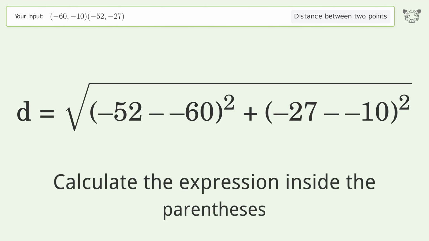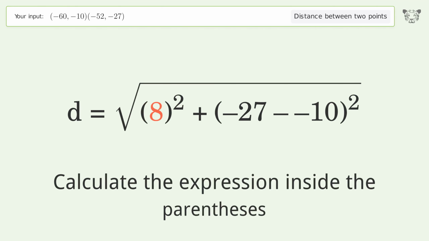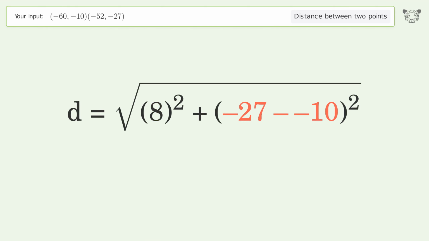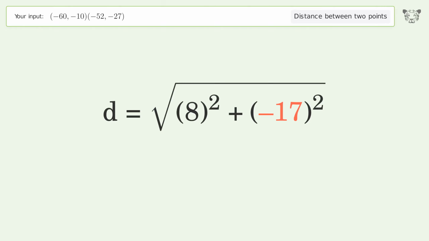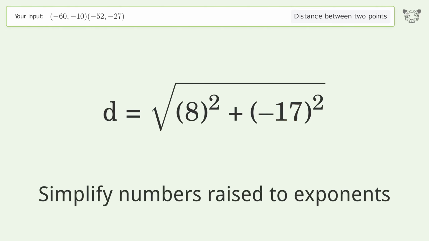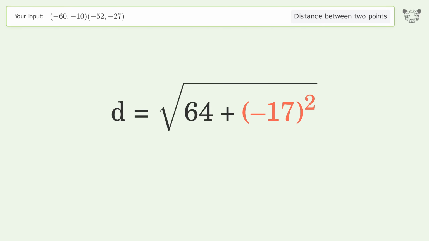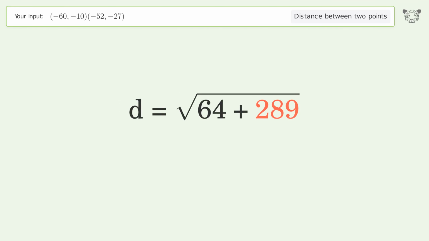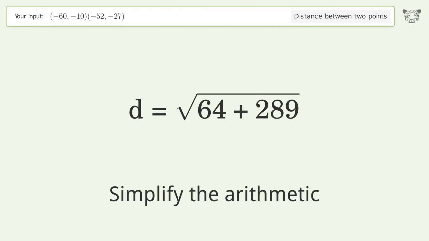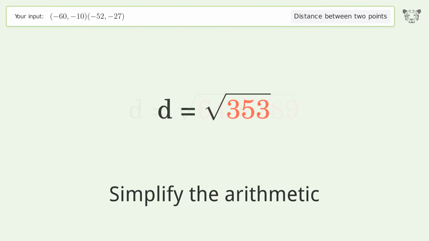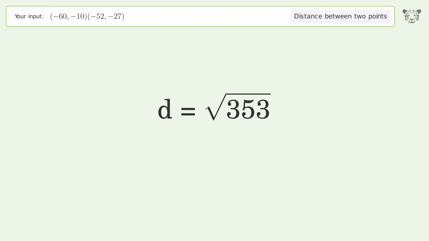Calculate the expression inside the parentheses. Simplify numbers raised to exponents. Simplify the arithmetic. And so the distance between the 2 points is the square root of 353, or 18.788.